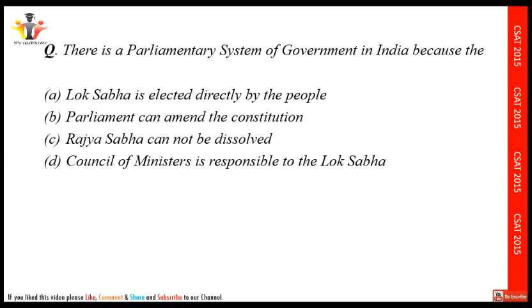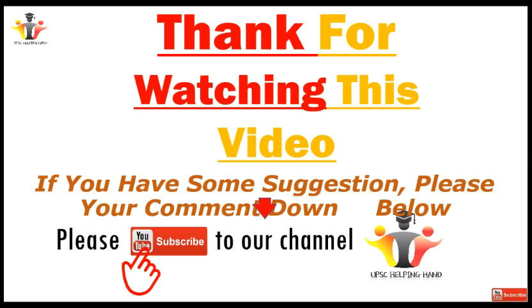The last question is one that has been asked in CSET 2015. There is a parliamentary system of government in India because Lok Sabha is elected directly by people; Parliament can amend the constitution; Rajya Sabha cannot be dissolved; Council of Ministers is responsible to the Lok Sabha. The right answer is the Council of Ministers is responsible to the Lok Sabha.